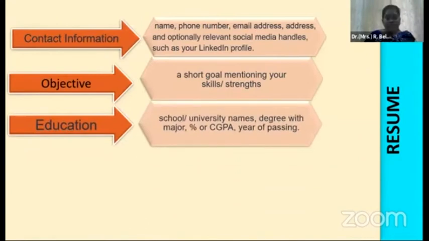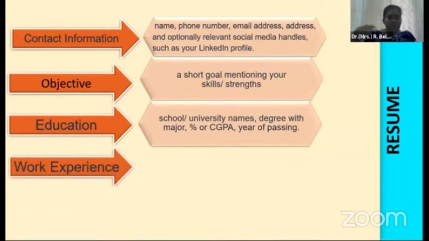Education: the school, your university name, the college name, the degree with major, the percentage or CGPA, and the year of passing is a must. When you present your education, always put the latest first, which means now we are doing BCom, so BCom will be first. BCom, then 12th, then 10th, it goes like that. If in case you did a Tally course for BCom students in 2019, and something else in 2018, it goes chronologically backwards. Year-wise, it should be going backwards.